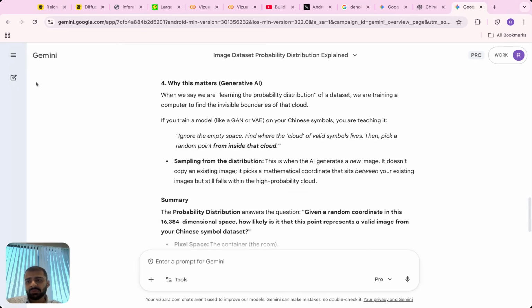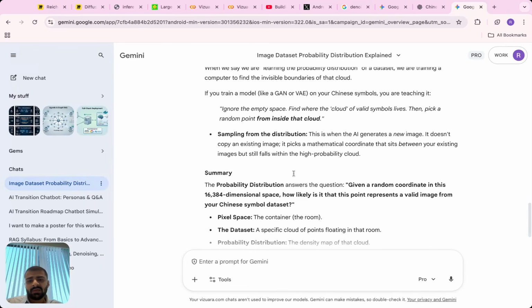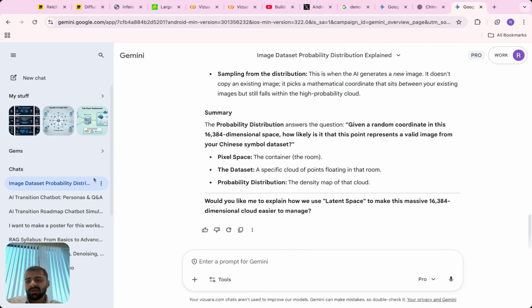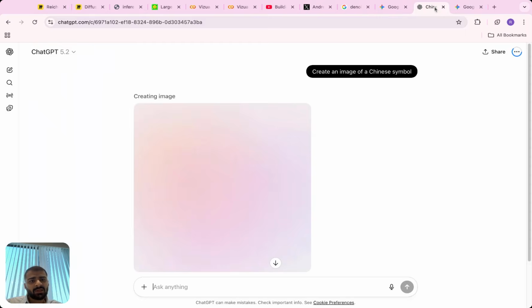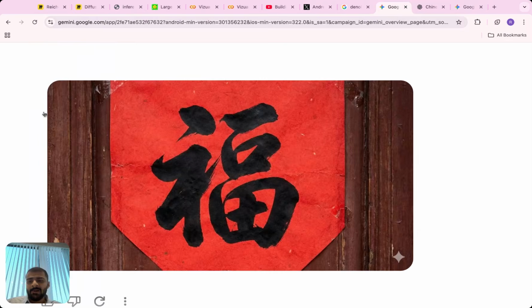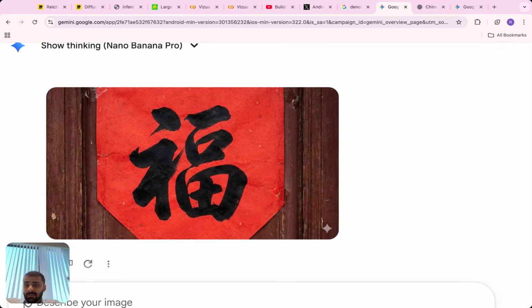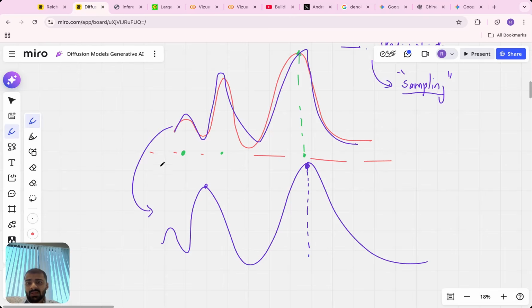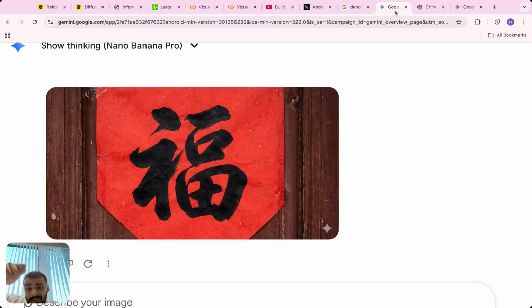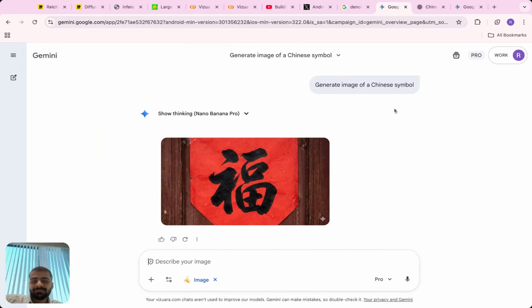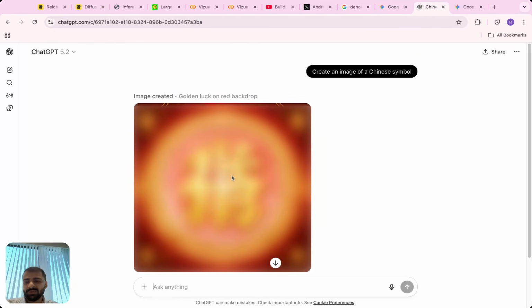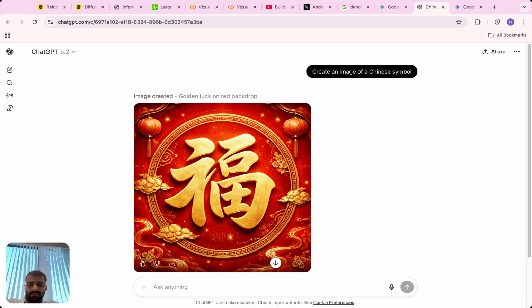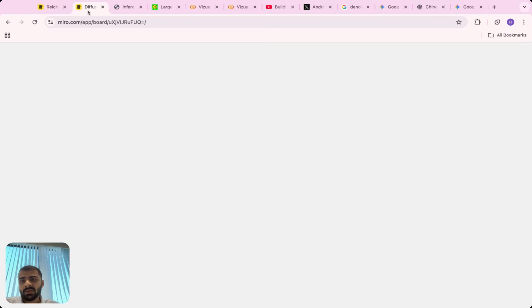Similar to what Gemini also did over here. If you see, we did create an image, right? Gemini sampled from that purple probability distribution and created this image. Similar to what ChatGPT is doing right now. It's slowly getting to that probability distribution where Chinese symbols live and then sampling from it.